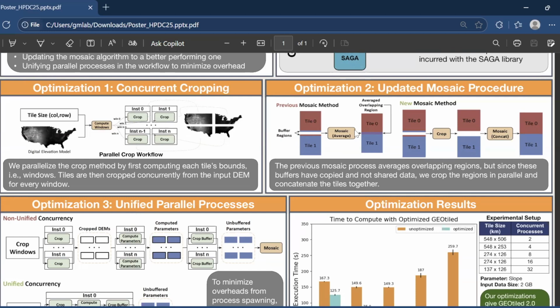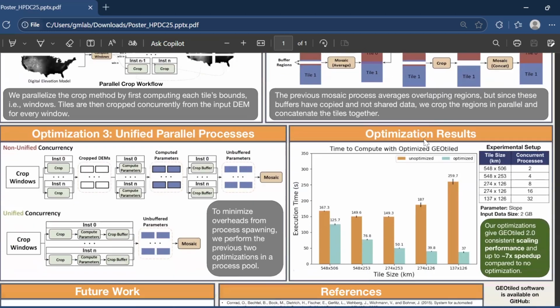The second optimization is the updated mosaic procedure. The original mosaic method would take the overlapping regions, or the buffer regions from these tiles, and then average them together. We found that this process caused big slowdowns when we have more tiles to merge together. So for our new method, we instead crop off these buffer regions first, and then we simply concatenate the tiles together. Because we already have an optimization for concurrent cropping, we can apply the same concurrent cropping to the cropping of buffer regions for performance improvement.